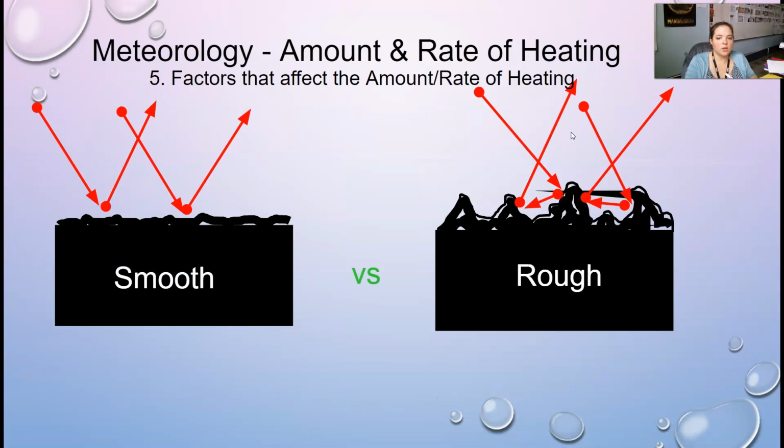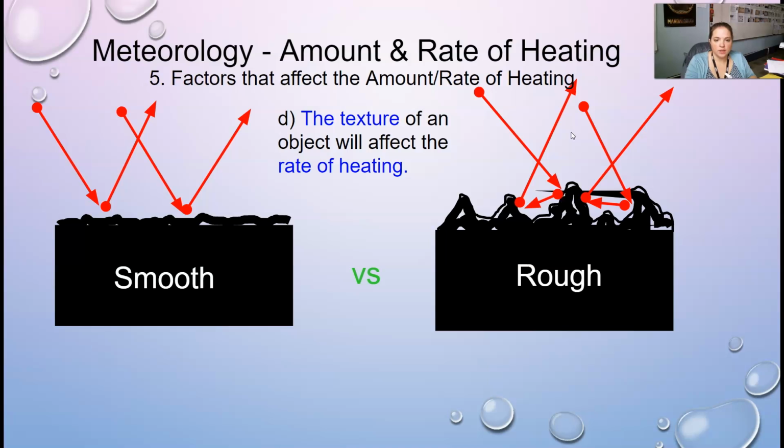Okay, so then you have texture. It will affect the rate of heating. So think of this. I'm going to take some color in with this. Say I have a field covered in snow, and it is flat. And then I have a forest covered in snow, but with evergreen trees, you know, the green ones. Which one is going to heat fastest? Well, the trees are going to heat faster.